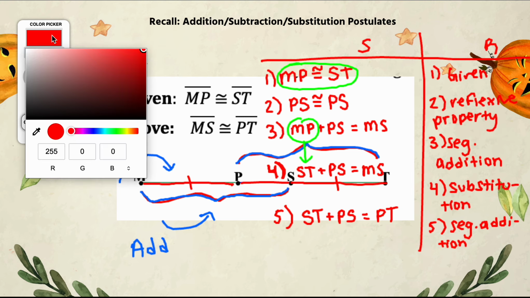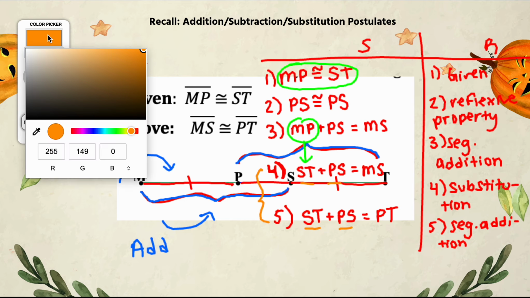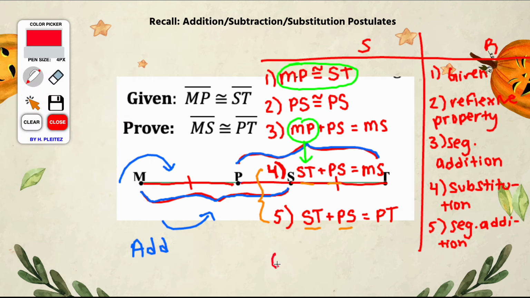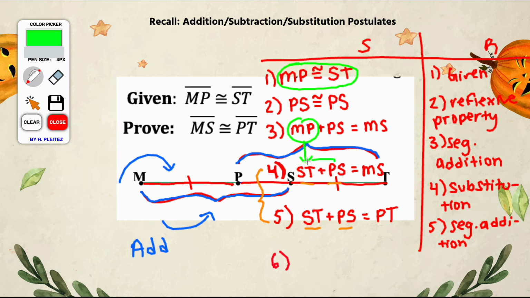Okay, now the reason I tell you guys to do your proofs this way is because if you look at steps 4 and 5 here, you should kind of see that MS is composed of ST and PS, and PT is also composed of ST and PS, right? So we can use substitution again because, and let's do this, we'll do our substitutions in green, right? We know that ST plus PS is also equal to MS here. So I can take ST plus PS. I know it's congruent to MS.